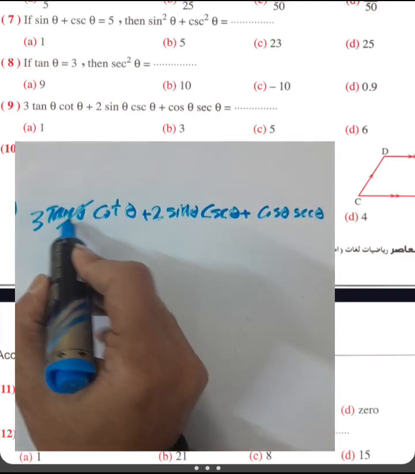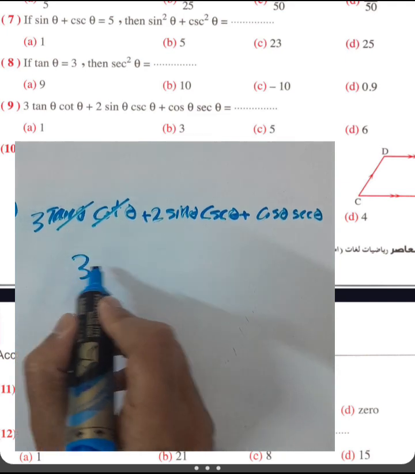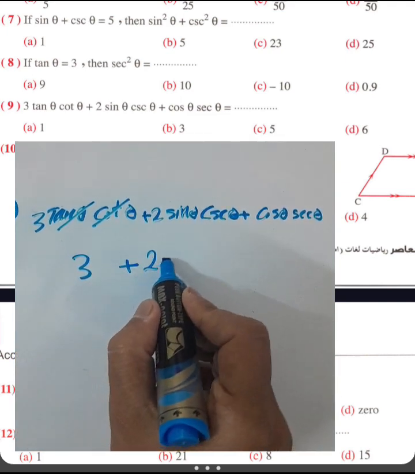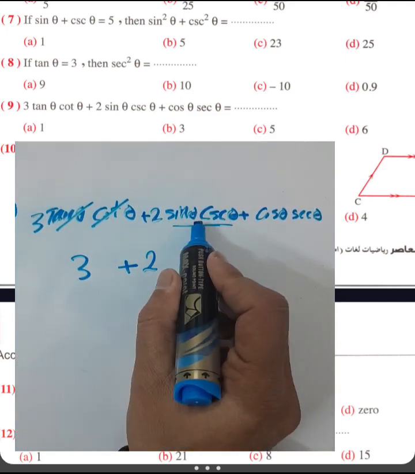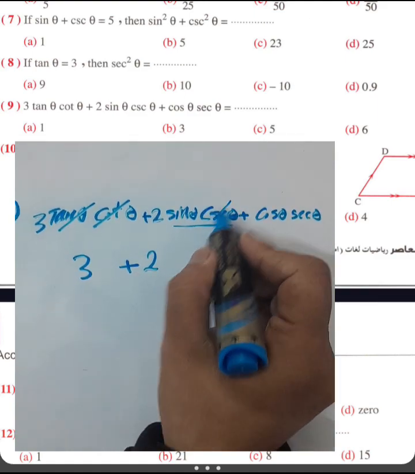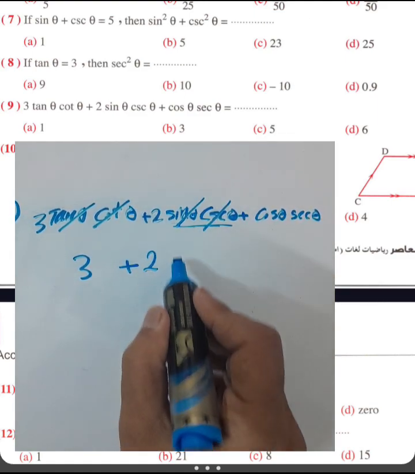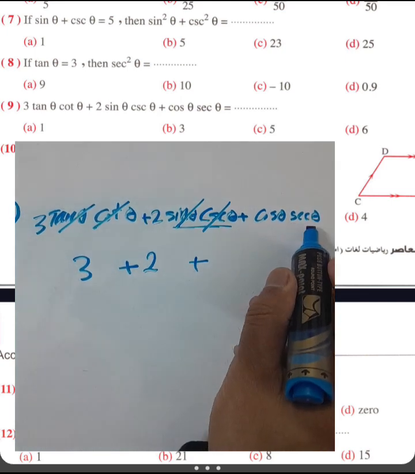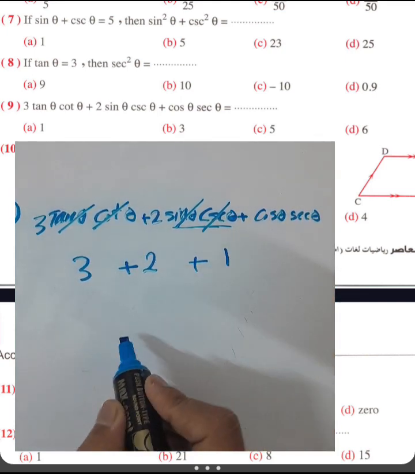Tan theta product by cotan, it will be 1. 1 times 3 equal 3. Right, 2 sin theta times cosec, product between sine and cosec, it's inverse. The result will be 1. 1 times 2 equal 2. Cosine times sec, it's inverse of them, 1. The result will be 6.